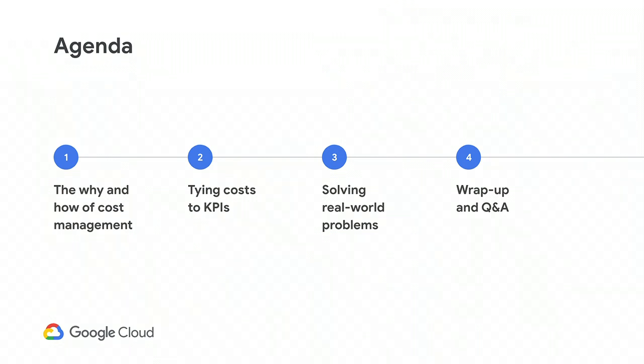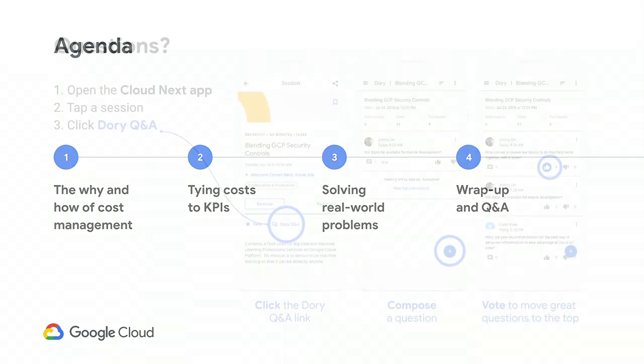All right, so what we'll be going through is essentially the why and, more importantly, the how of cloud cost management. We'll do a deep dive into how to tie your business KPIs to those costs. Things like how much does it cost to bring on a new customer? How much does it cost to sell a widget, or to get an extra pair of eyeballs looking at your ad or to click on a link, etc.? We'll go through some real-world problems, some real scenarios on how to accomplish that. And we'll wrap it up with some best practices and Q&A.